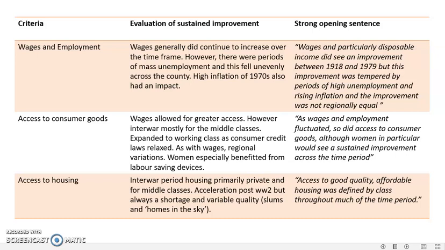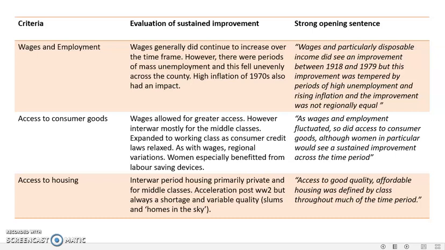Our third criteria, access to housing. Again, we've got a difference between the interwar period and the post-war period. In the interwar period, it was very much an expansion of private homes for the middle classes. Building on the Addison Housing Act of 1919 or the Wheatley Housing Act of 1924, the acceleration doesn't really happen for the working class until post-World War II, when the Blitz had eradicated a lot of the slum housing.